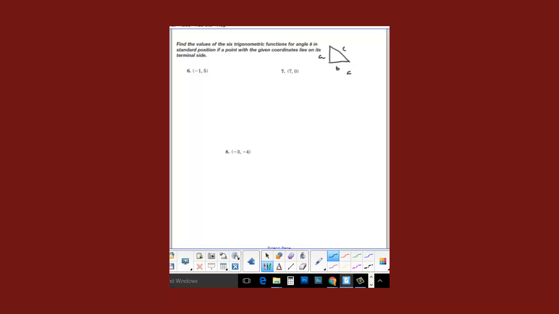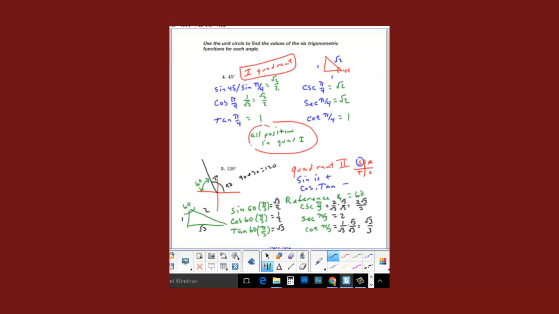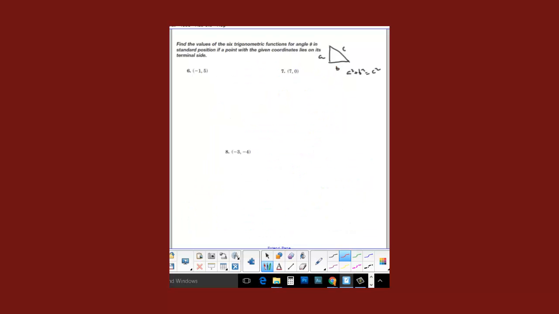With this next set of problems, we are given the coordinates of the endpoint. So number 6 is going to be in the second quadrant. One thing I forgot is that the 120 degree angle is in the second quadrant, so sine is positive, cosine and tangent are negative. We need to stick negative signs on cosine and secant and tangent and cotangent because of it being in the second quadrant.